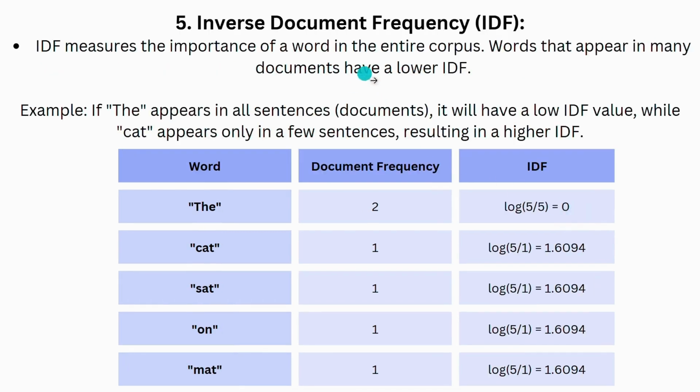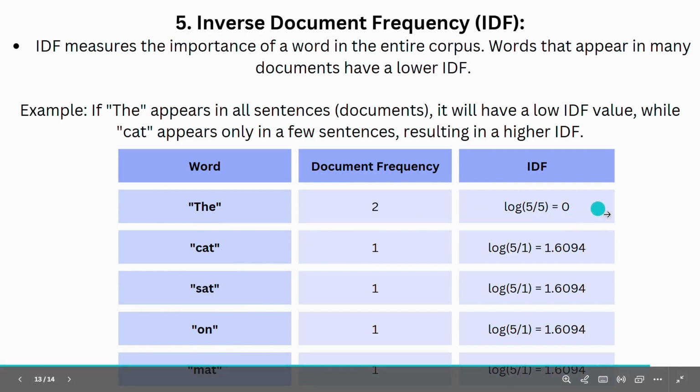It is inverse document frequency. IDF measures the importance of a word in the entire corpus. Words that appear in many documents have a lower IDF. In this example, the cat sat on the mat. In this, the word 'the' appears two times, so the IDF value is 0. The log of 5 by 5. Why 5? It appears twice, that's why we have to take the denominator as also 5. Why 5 means 1, 2, 3, 4, 5.